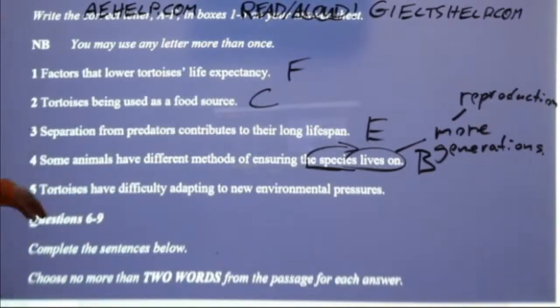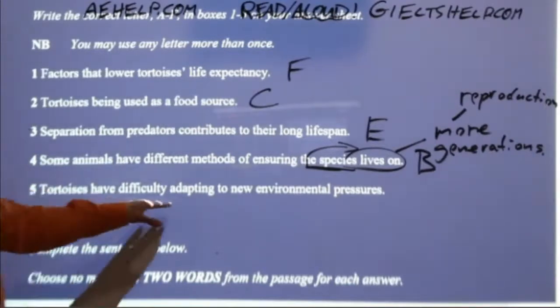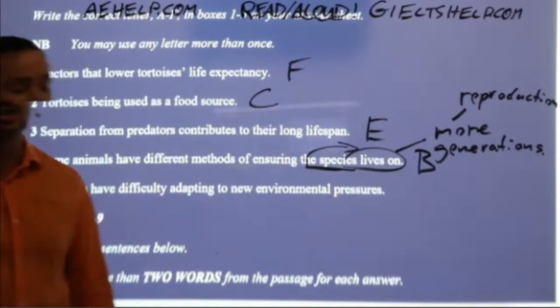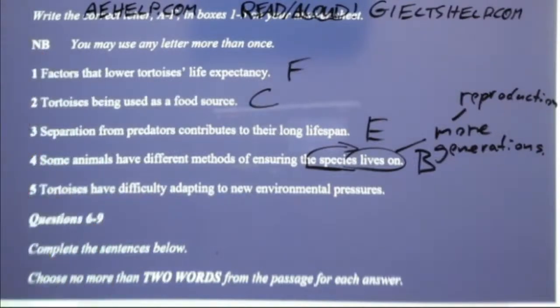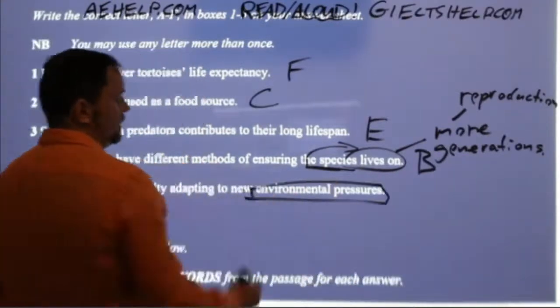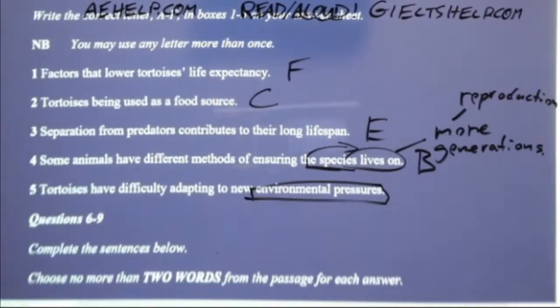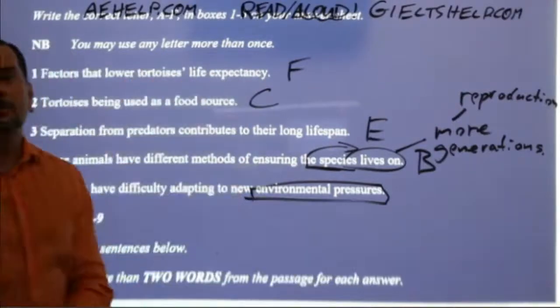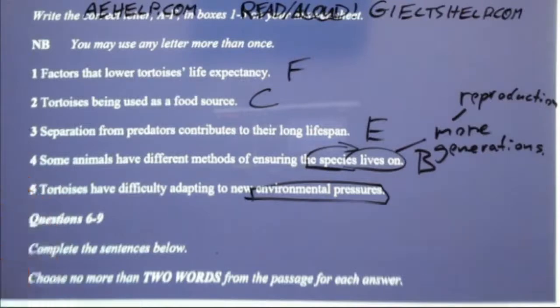Number 5, we're going to move nice and smooth now, students, so let's push forward. Tortoises have difficulty adapting to new environmental pressures. What are the environmental pressures? Environmental pressures are humans, rats, and so on. Paying attention to question instructions, you may use any letter more than once. So this last one, number 5, must be, again, it's very clear and obvious here. Just give it to me. Very good, Pavan.